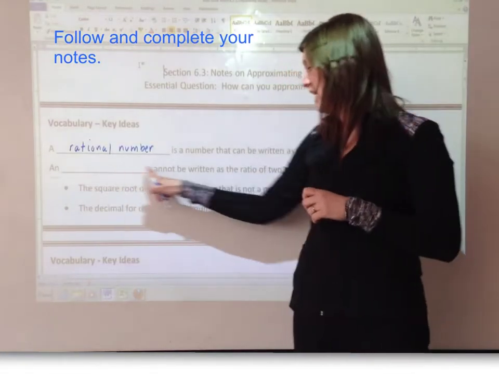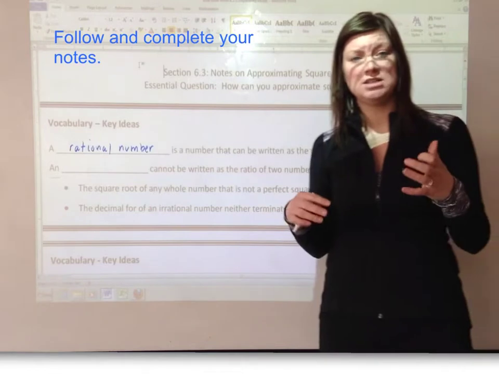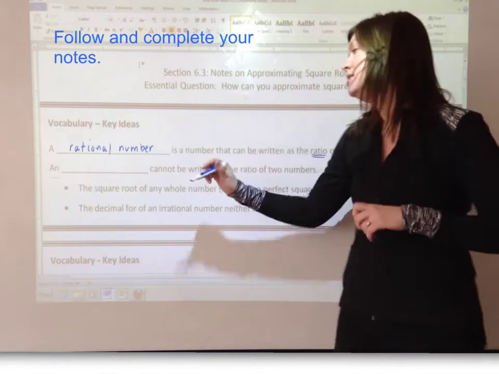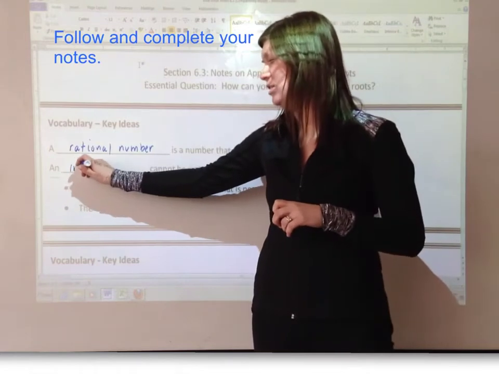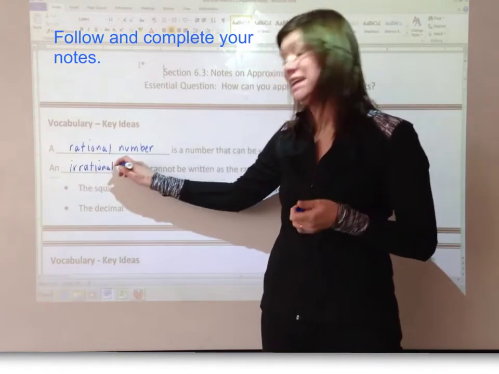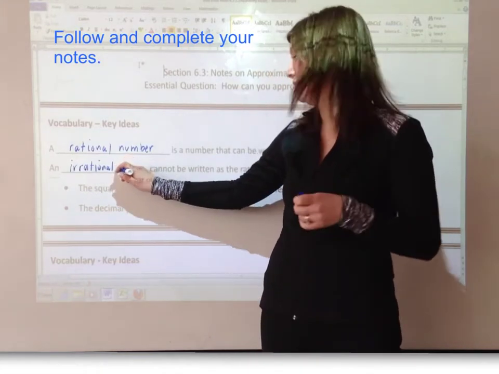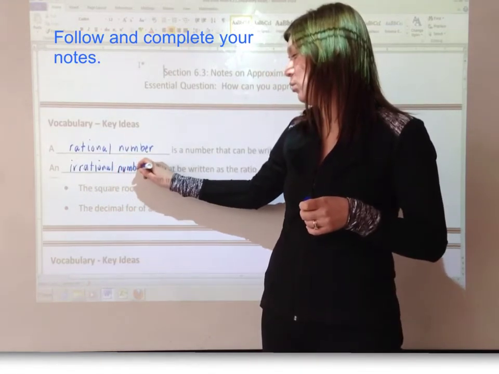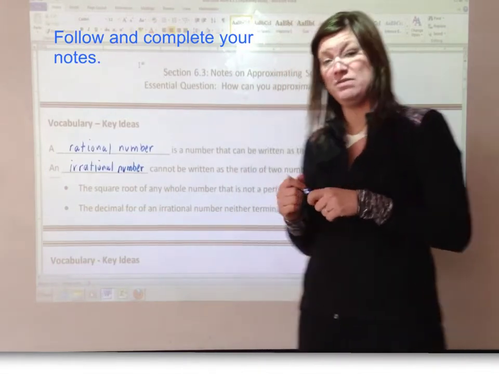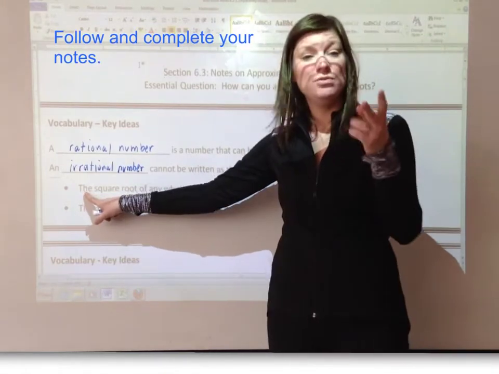So a blank cannot be written as a ratio, and we talked about what 2 letters do we put before a word to be not that, and we call that irrational. The I and the R before a word means not, like irregular means not regular. So it's an easier way to remember what a rational number is and what's not rational, numbers that can't be written in the form of A over B. And there's 2 facts that we need to know.